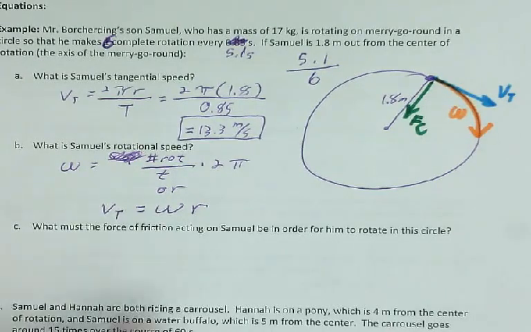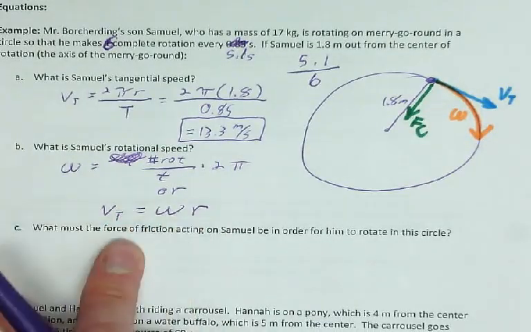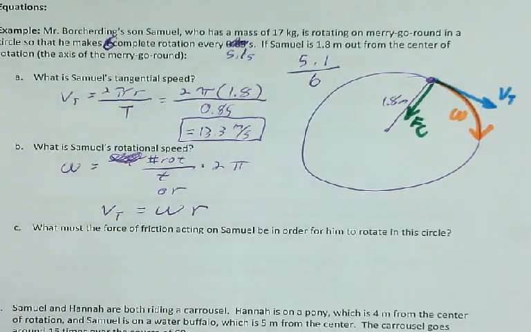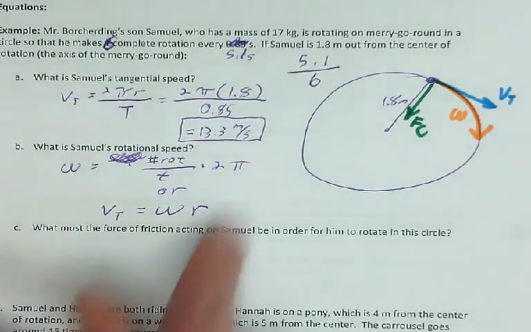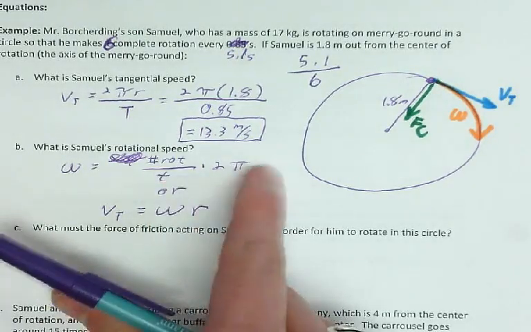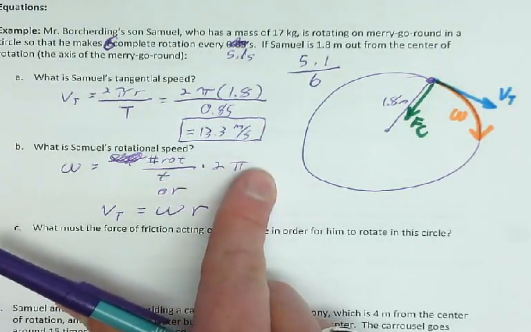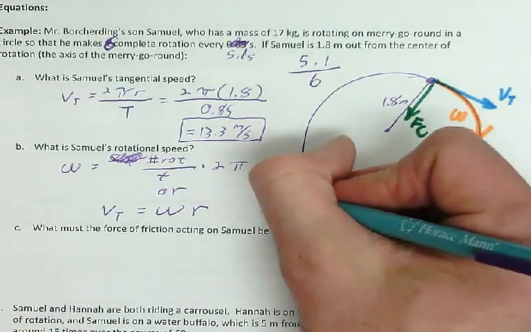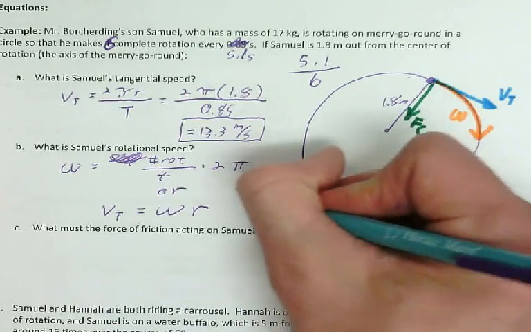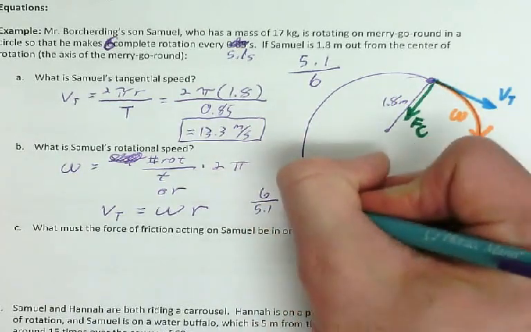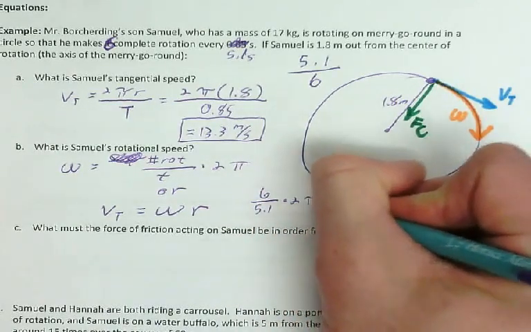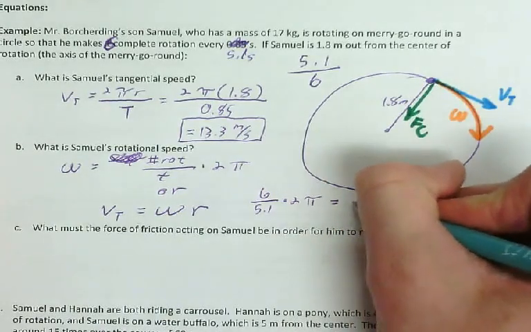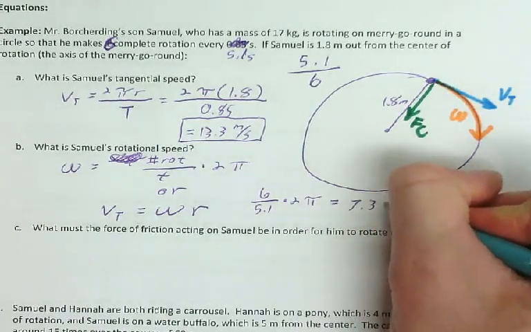You can say to yourself, hey, I already know VT. Let's just divide it by r and get an answer. Totally fine. Or you can say to yourself, hey, I know the rotations and the time. Let's just multiply it by 2 pi. Totally fine. So I'm going to do it the first way. So number of rotations is 6. Total time is 5.1. Multiply that by 2 pi. And I get 7.39.